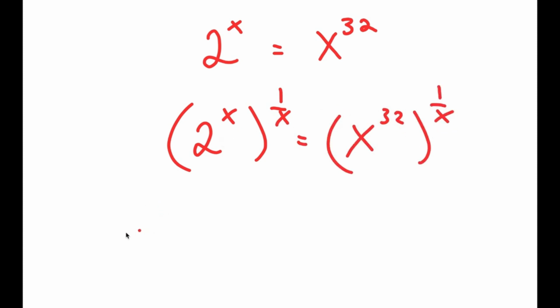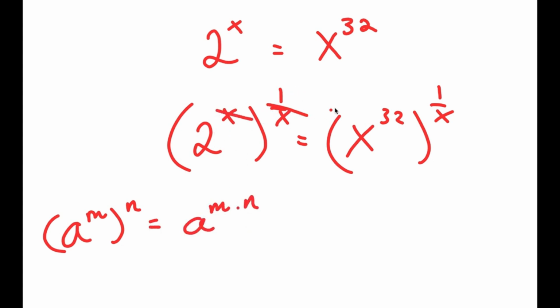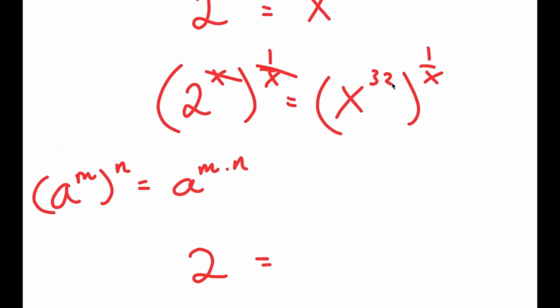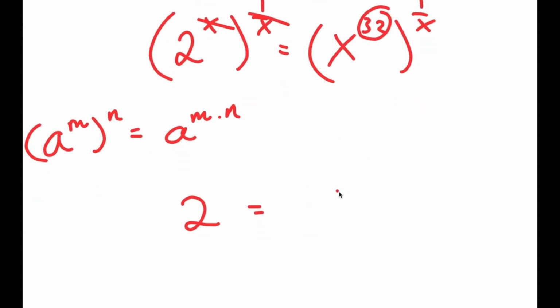And the reason I did this is because if I have something in the form a to the power of m to the power of n, this is equal to a to the power of m times n. So x and 1 over x, these two cancel out. So on my left-hand side, I just have 2. And for my right-hand side, 32 and 1 over x multiply to get 32 over x.